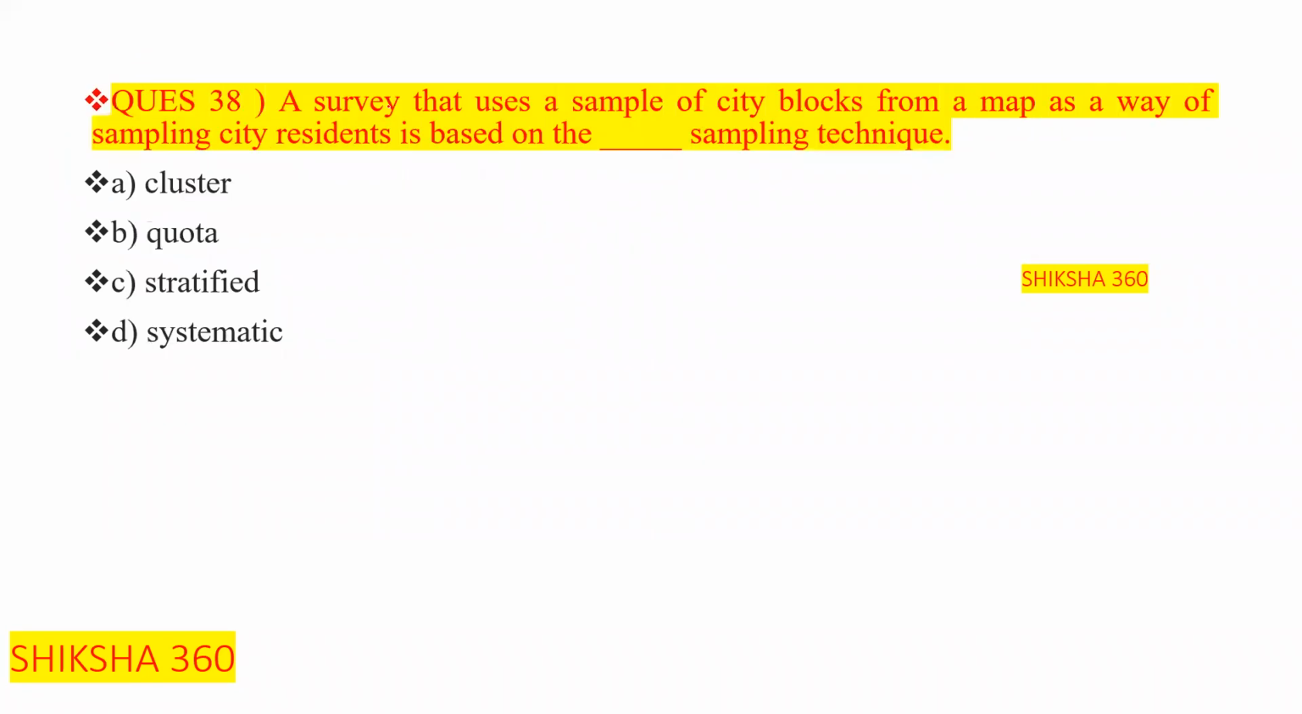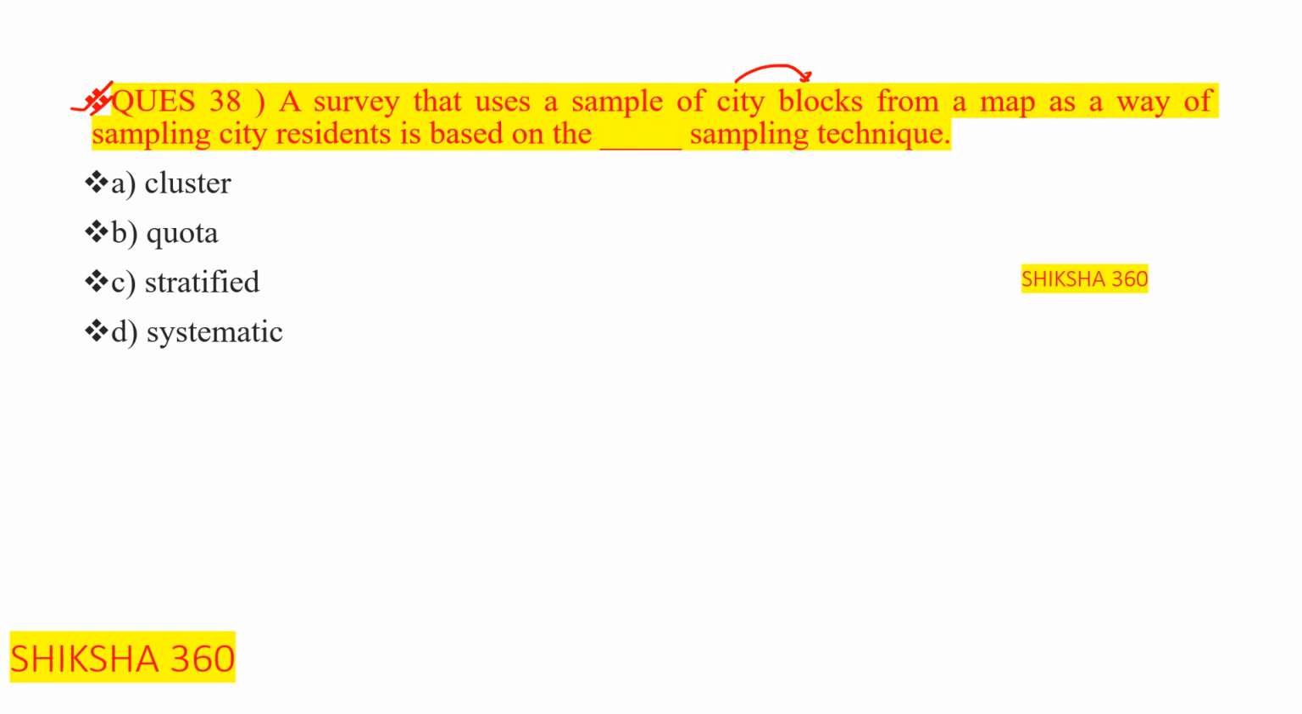Now move to question number 38. We have discussed this same example directly in our session. At that time also I said please remember these examples, because in the examination they will directly ask these types of examples. What they are trying to say here is a survey that uses a sample of city blocks.